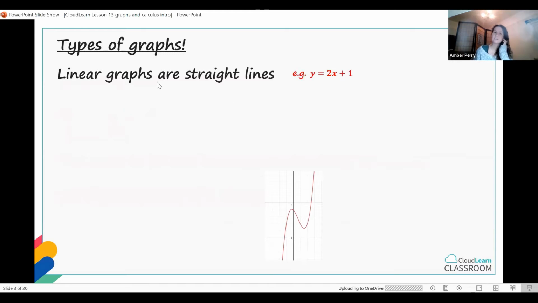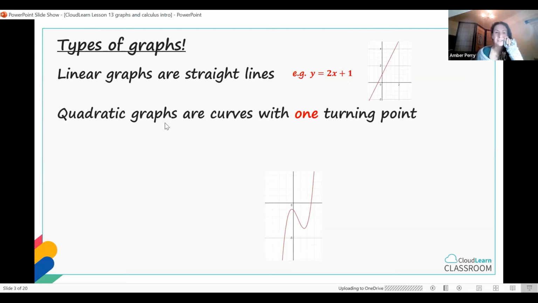So last time we looked at linear graphs. Linear graphs are straight lines. So we looked at examples like y equals 2x plus 1. That's linear because its highest power is just 1. x on its own is technically the same as x to the power of 1. So its highest power of x is just 1. So it's basically a straight line graph. It looks something like that. We did quite a lot of work on that last lesson, so you can go back and review that lesson if you need a bit more work on linear graphs.